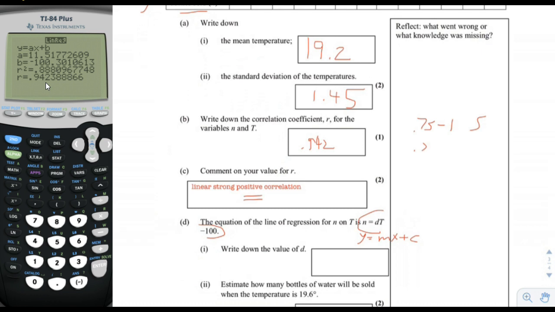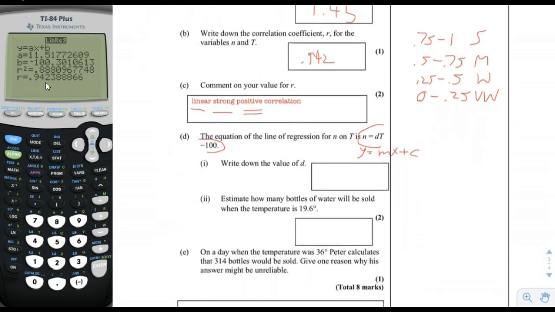0.5 to 0.75 is going to be moderate. 0.25 to 0.5 is going to be weak. And 0 to 0.25 is very weak. So in this case, since it's between 0.75 and 1, we put strong. Okay, and of course it's linear, otherwise we wouldn't be doing that. Okay, sometimes you don't need to write linear.